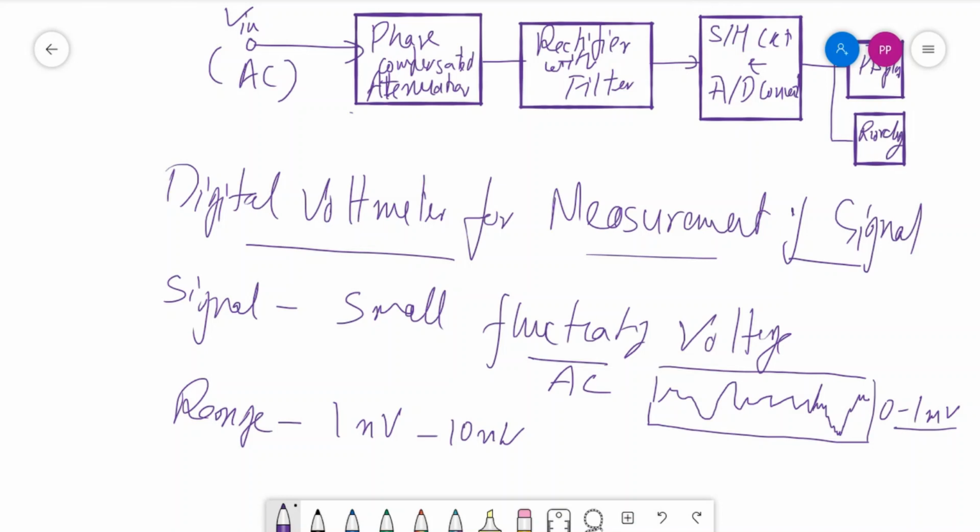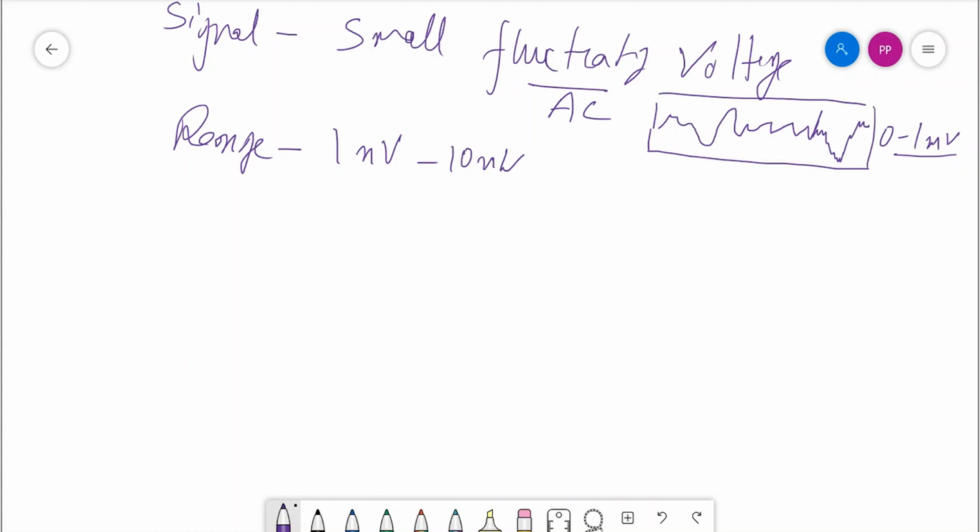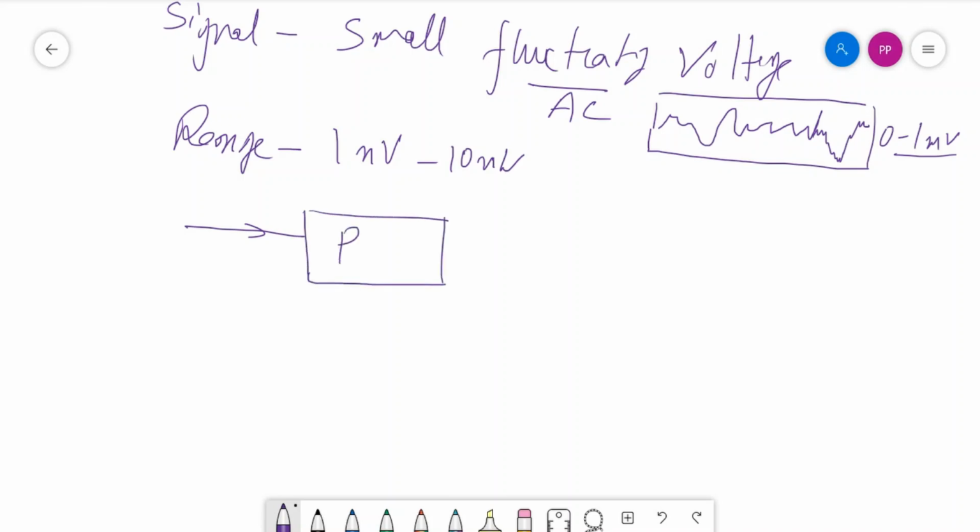So how should the circuit work here? The signal input is attenuated and converted into a phase form using a phase lock loop, as we discussed in the last class. So here is the nanovolt signal.